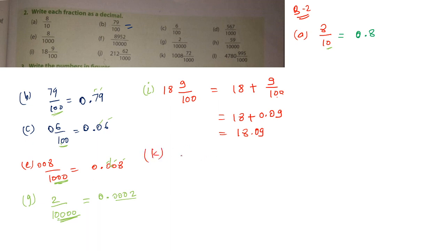Now K, 1008 and 72 upon 1000. So it will be 1008 plus, how many zeros? 1 2 3. So you will write 0.072. Now add them, 1008.072. This is the answer. You have to do all the questions explained in the video in your copy. Now question number 3.